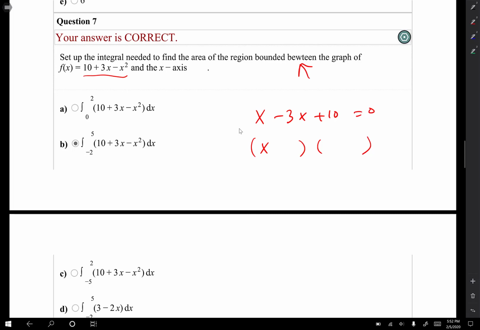That 10 should have been, no wonder I couldn't find anything, guys, because that 10 should have been a negative there.